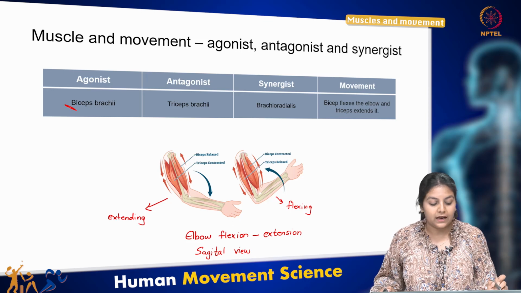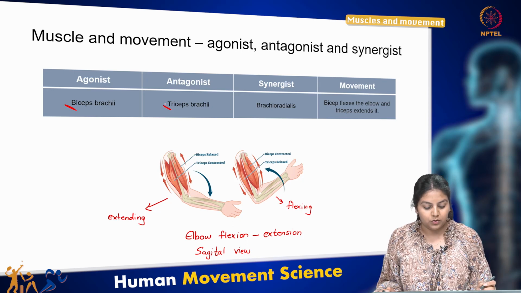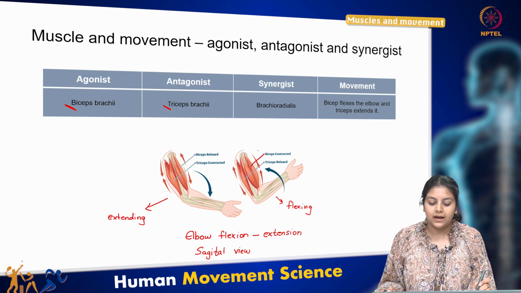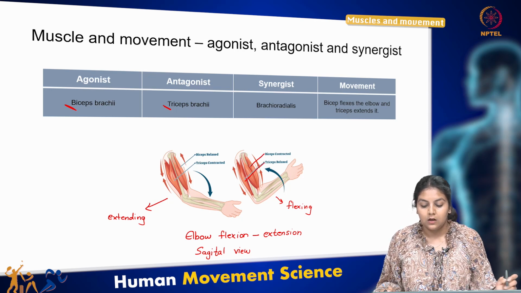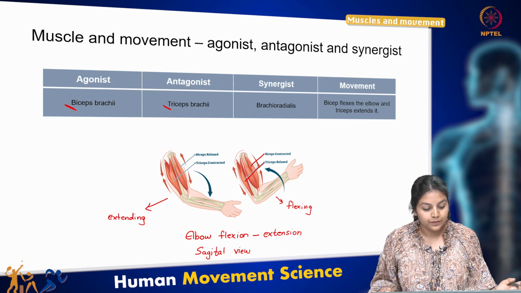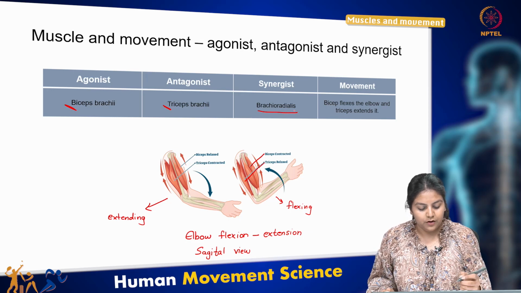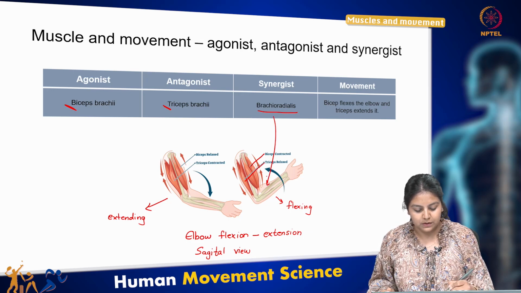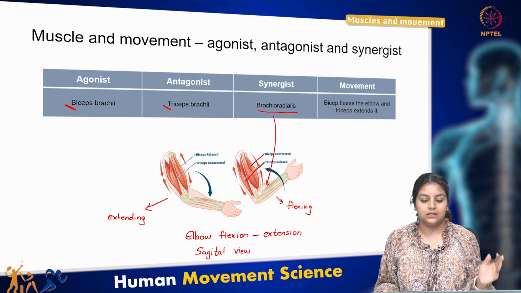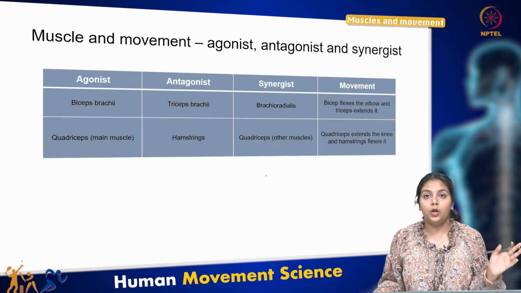So when does it become an agonist? When you are flexing. And your antagonist is tricep brachii, which is your tricep muscle, right? So as marked here, biceps contract and your tricep is sort of relaxed. So bicep flexes the elbow and the tricep extends it. Now you will notice a new word here, which is brachioradialis. You don't have to worry, brachioradialis is a muscle that is present in the forearm. It's one of the main muscles in the forearm and that acts as a synergist, which means it assists the bicep in the contraction.